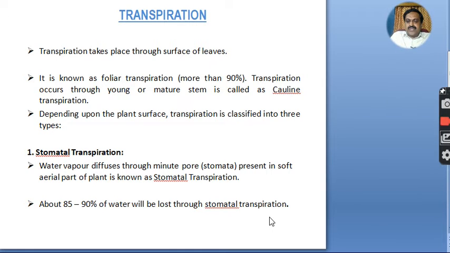Transpiration occurs in almost all plants. However, in xerophytes, that means the plants which grow in desert conditions, the transpiration is tremendously reduced, very highly reduced. But the magnitude of transpiration remains fairly high in mesophytes.